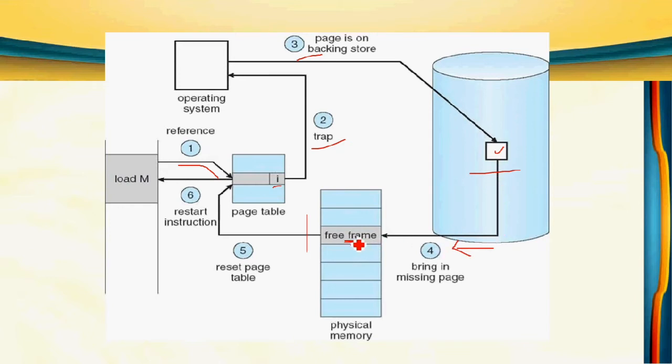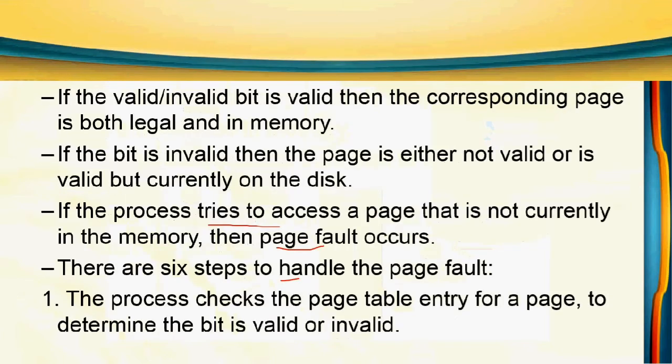Once you have moved it, we have to update the page table. Suppose this entry is 3, it means here you have to update 3, and then this bit is now valid because now the page is in the main memory. That is the fifth step, reset the page table. And then the sixth step, restart the instruction. Again, if you execute, now we have the page in the main memory, we can execute. So this is how to handle a page fault. That is 6 steps given here.